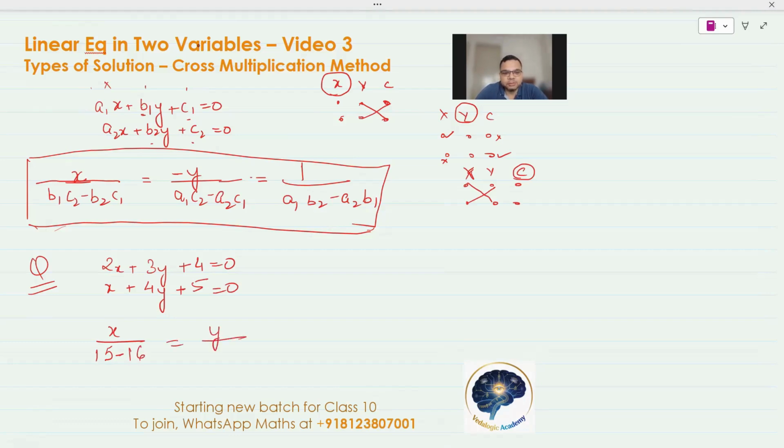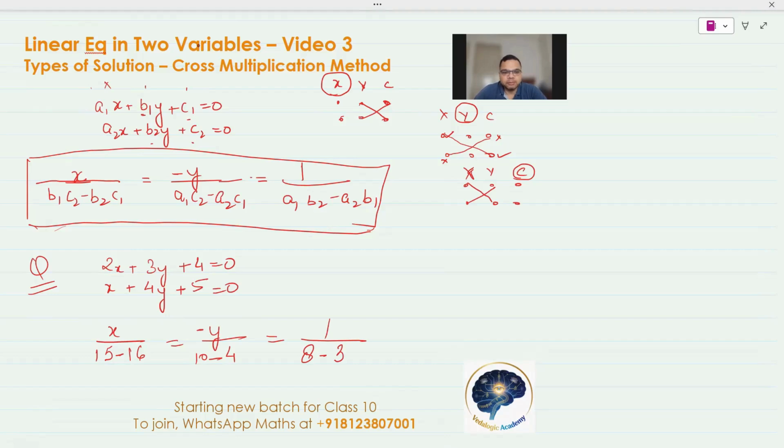Equals to y upon. So for y, we are going to use this x with this constant and this x with this constant. But then we are going to put a negative sign as well. So here in our scenario, it becomes 2 5s are 10 minus 1 into 4 equals to 1 upon. Again, for the constant term, we are going to use x and y coefficients. And then we are going to multiply this a1 with b2 minus a2 b1. So now in our scenario it is 2 4s are 8 minus 1 into 3 is 3.